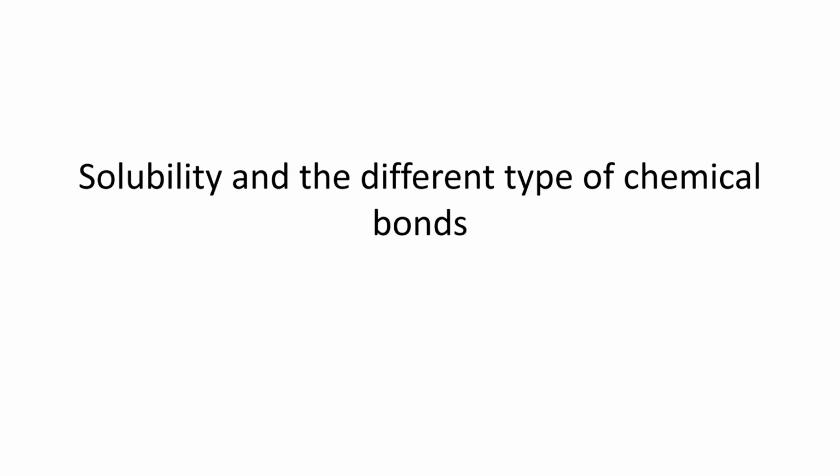Soluble in different types of ionic compounds. So what is solubility? The ability of one chemical to dissolve in another. Now, typically you're dealing with water. 99% of the time it's going to be water. So the ability of a substance to dissolve in water.